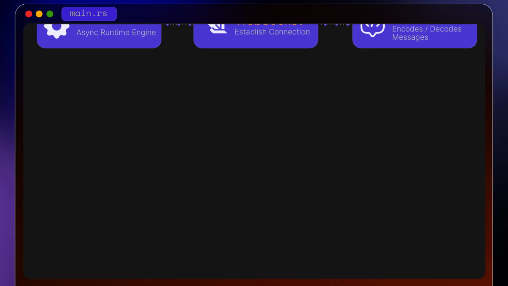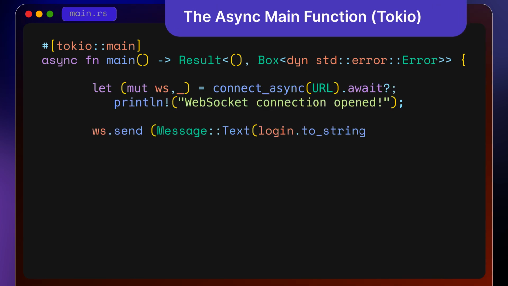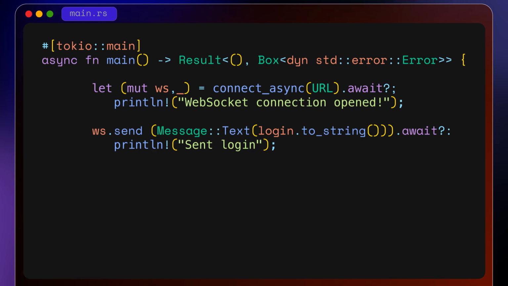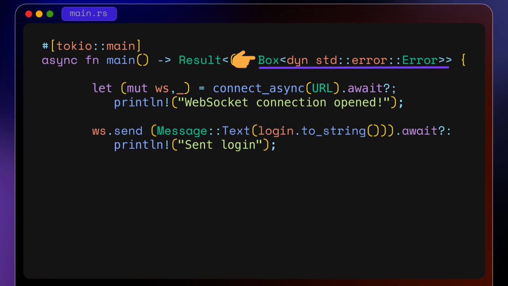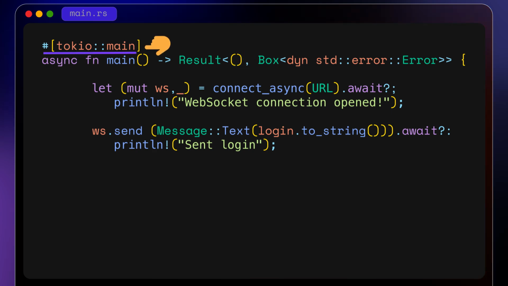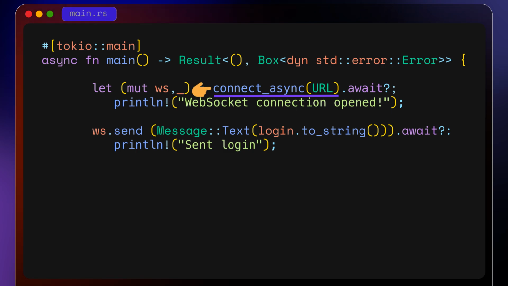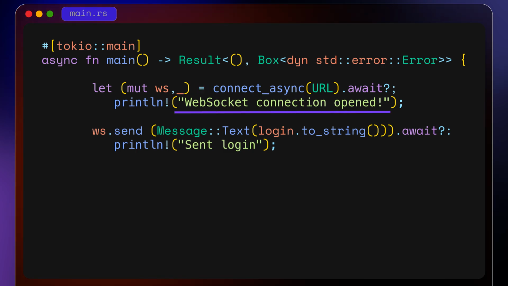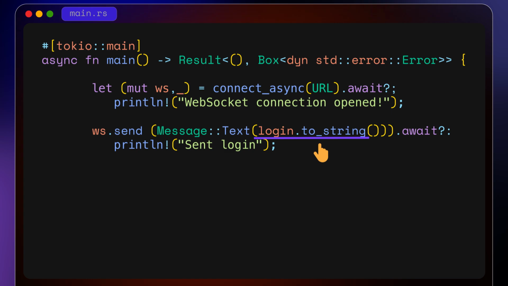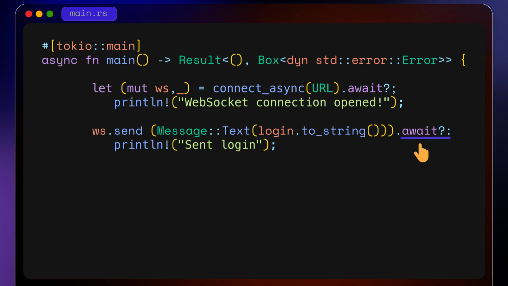Rust is a strongly typed language, but before we get into data structures, let's first define our main function and the role of Tokio. fn main defines the main starting function. Async makes the function asynchronous. The function returns almost any standard Rust error. Tokio starts its own runtime to handle socket events as WebSocket messages arrive. connect_async opens a WebSocket connection. Once the connection is established, we send the login credentials, and await pauses the async task so Tokio can run other async tasks on the thread.